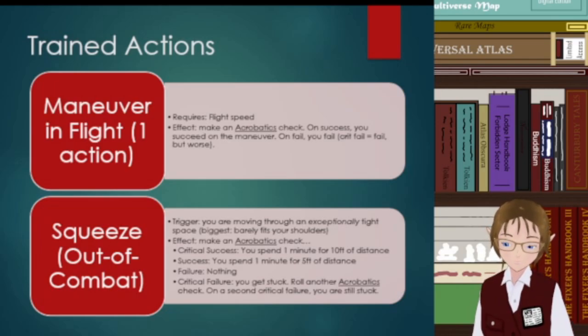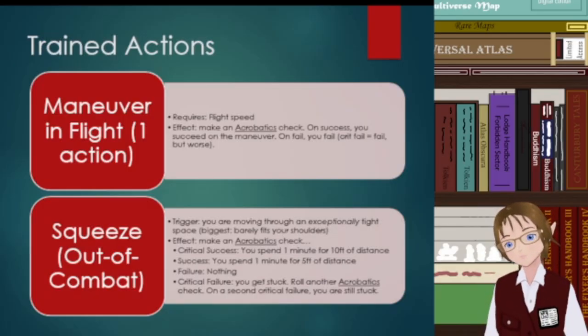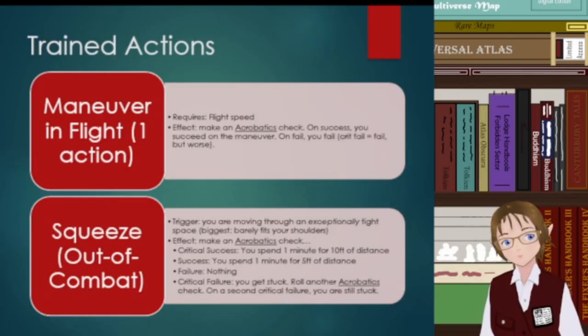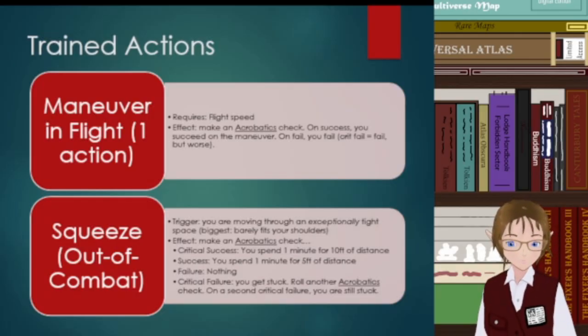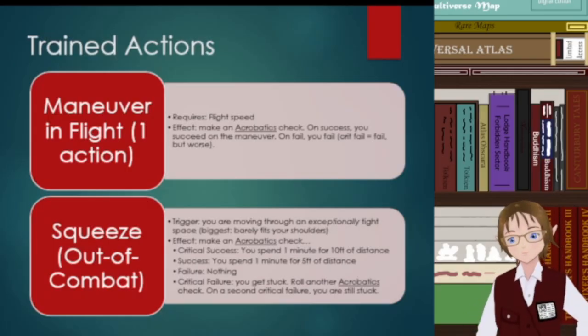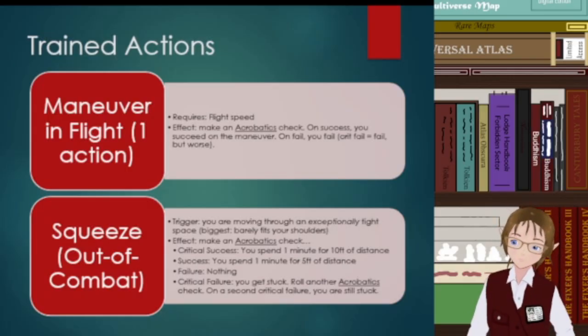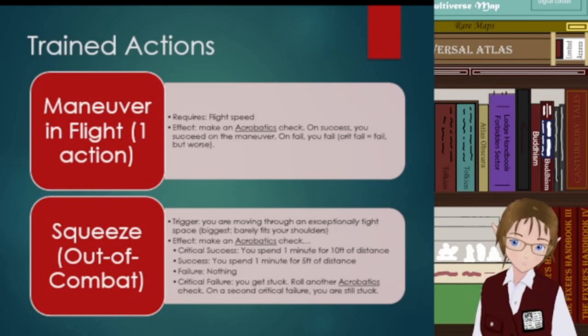The second trained action is far more restricted. It's called Maneuver in Flight, and it's a one-action action. To use it, you have to have a flight speed, which is uncommon at low levels for characters. In fact, if you're playing any player ancestry, you can only get flight at the earliest around level 5 to level 7. Some ancestries wait until level 9, and permanent flight often waits until even later, with the earliest being around level 13. So usually you aren't going to be using this at low levels.